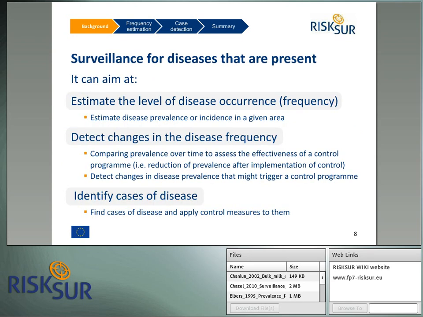In summary, surveillance for diseases that are present in a given animal population in a given area can have two main objectives, namely estimating disease frequency, both to assess the level of disease and to detect changes in such a level over time, and finding cases of disease to put them under control.